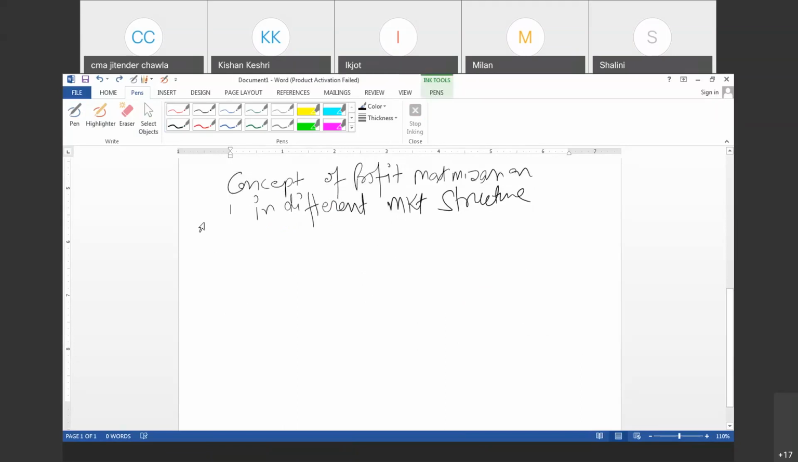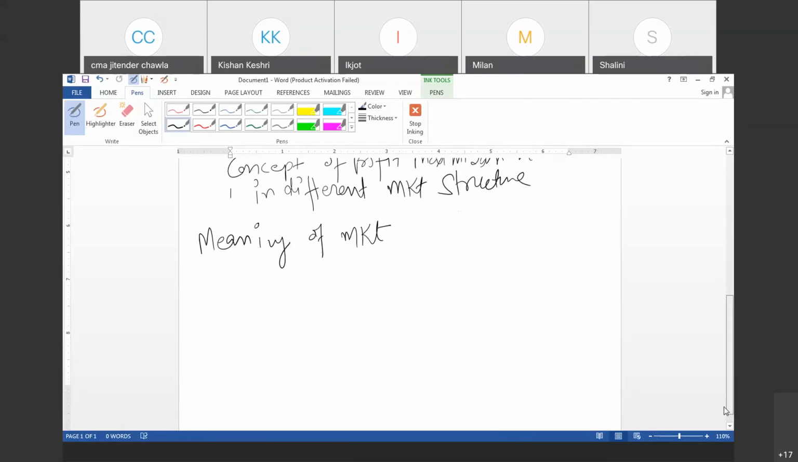First aspect is the meaning of market. What do you mean by market? Answer: market is a place where buyer and seller come together.